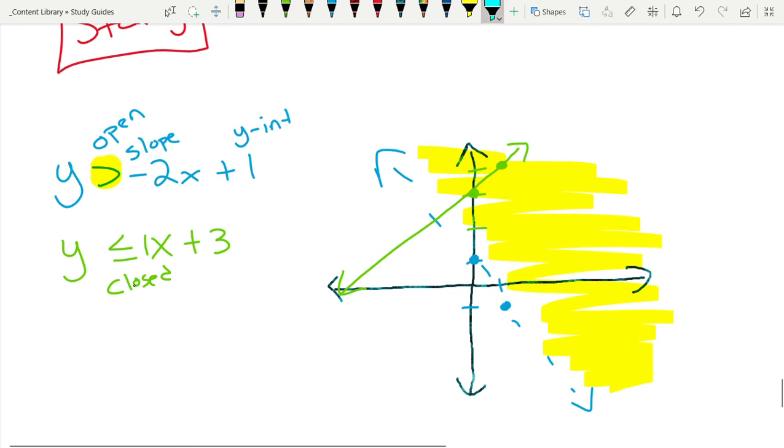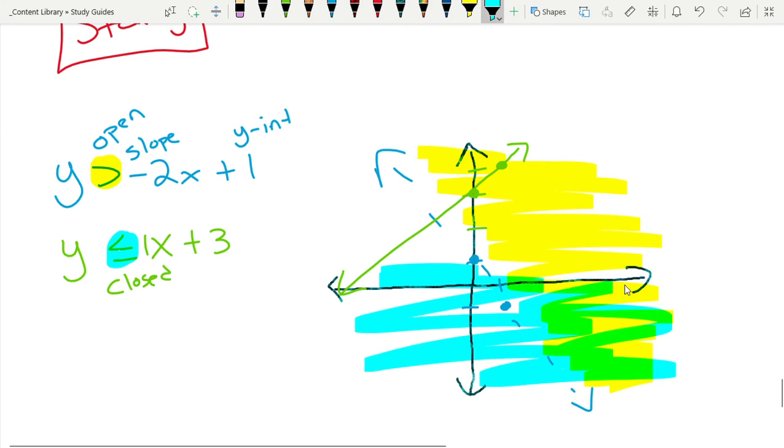And now I do the shading. This says y is less than. So if you're on your line and you want to get smaller y's, you would have to travel under your line. So we shade everything under the line.